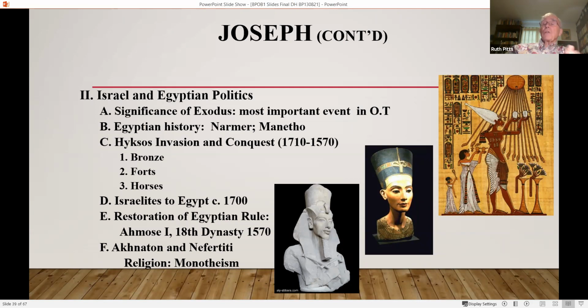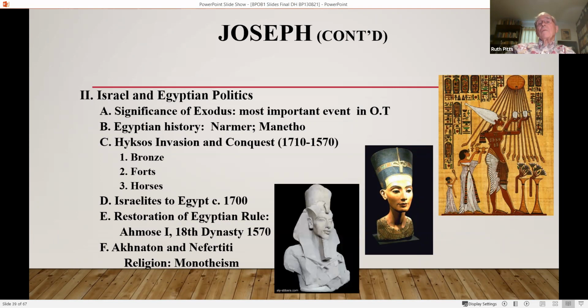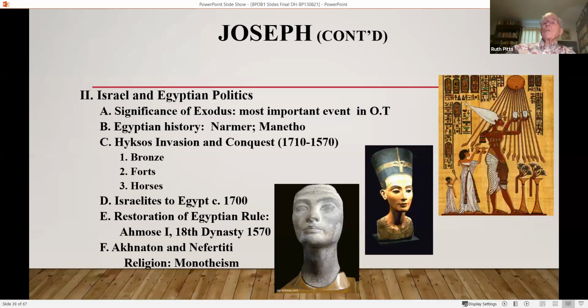If we follow this chronology of Abraham indicated earlier, there's a restoration of Egyptian rule under Amosi about 1570. And meanwhile, you have Akhenaten. We should know about him. There's his picture just to the right, and his wife, Nefertiti. This guy had the notion that we should have and worship only one God, and this is the sun god.